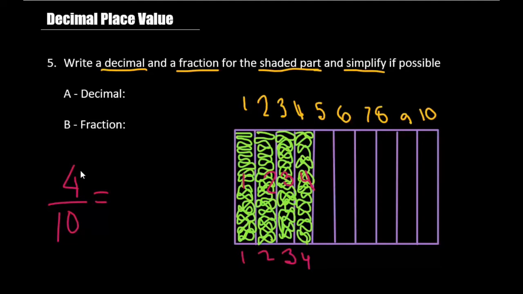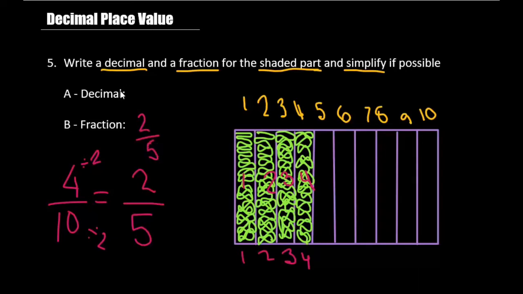A number that can go into both 4 and 10 is 2. So you divide 4 by 2 and 10 by 2. If you want to simplify, you always divide both the numerator and the denominator by a number that can go into both of the numbers. So basically, 4 divided by 2 is equal to 2, and 10 divided by 2 is equal to 5. So our answer is 2/5 when simplified. So 2/5.